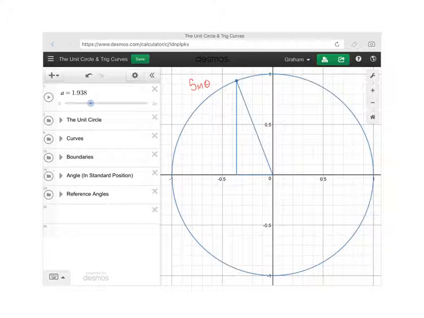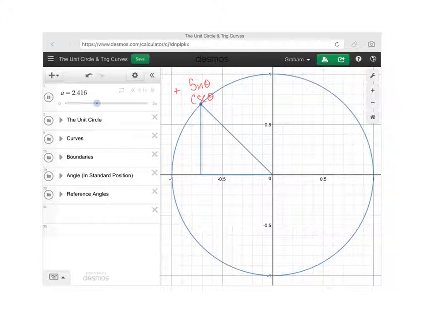And since it has a reciprocal function of cosecant, we can say that cosecant theta is also positive in that quadrant. So I'm going to be labeling the things that are positive in each of the quadrants. Now let's hit play. And that triangle keeps moving around. Nothing's changed so far, still the y values are the only positive ones.